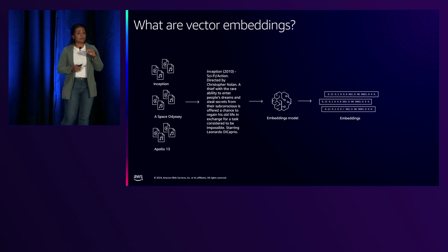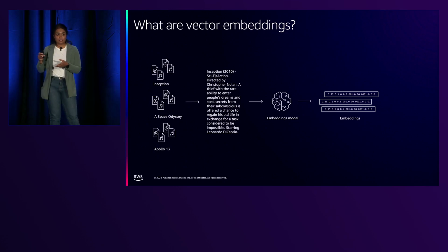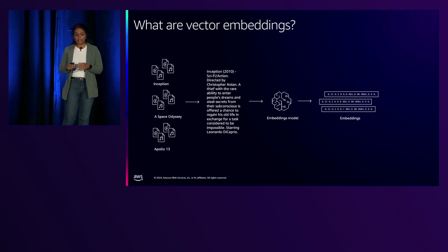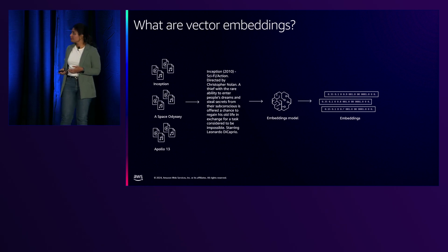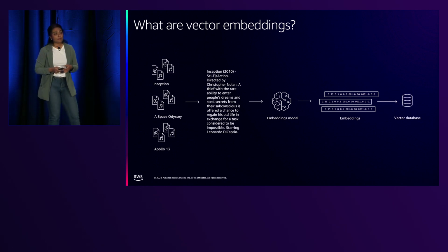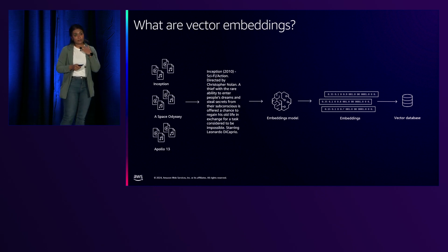From there, we choose an embedding model to create a series of numbers, which we call embeddings. For the purpose of this exercise, we're going to assume those numbers represent that piece of text that we just called out. Once you have those embeddings, you want to store them in a vector DB like OpenSearch.